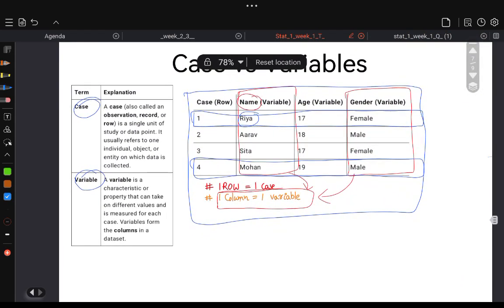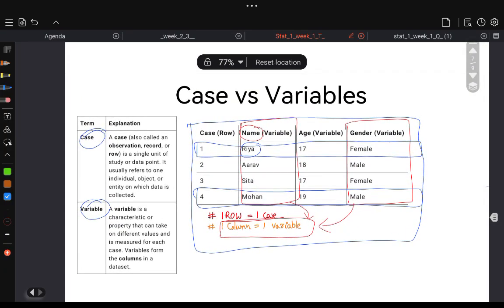First one is cases versus variables. See, in a tabular column, in a table basically, there are two types of things that we can observe. First one is a row, then second one is a column. So every row, see, first is name, which can take various values, right? Like Riya, Arav, Sita, Mohan in these cases. So name can take various values. Same for age, which can take multiple values, like 17, 18, 17 again, and 19. And gender, here it is taking basically two values in this table: female, male, female, male.